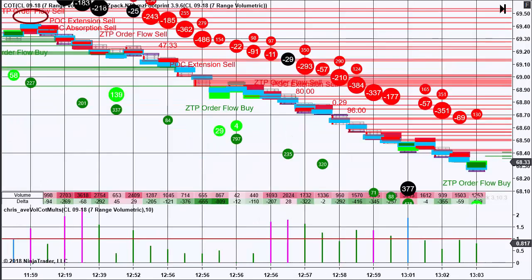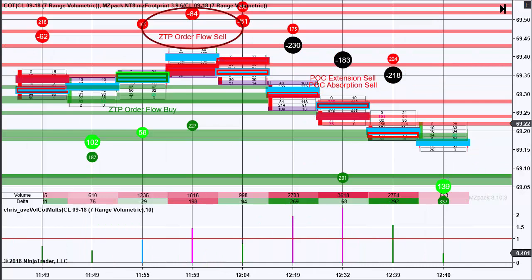on high volume. But probably the most interesting and obviously the most profitable trade of the day started to occur right around noontime and lasted for almost an hour, which took the market down approximately 120 ticks. And as you can see here, we started off again with the ZTP order flow sell on high volume and significant absorption zones being created in the 69.35. The selling accelerated and extension zones were created, creating a POC extension sell and absorption trade at 69.30.